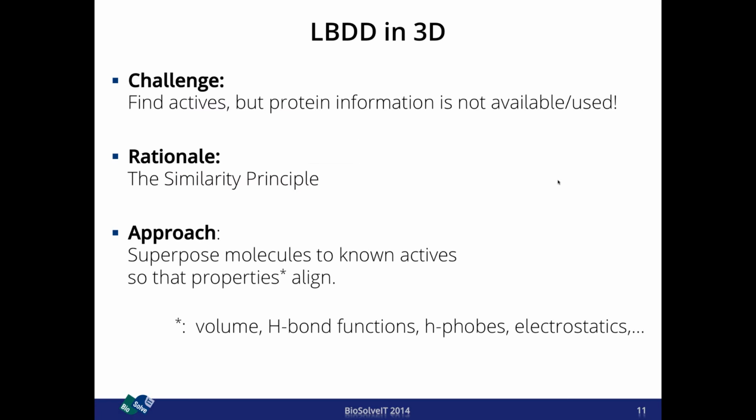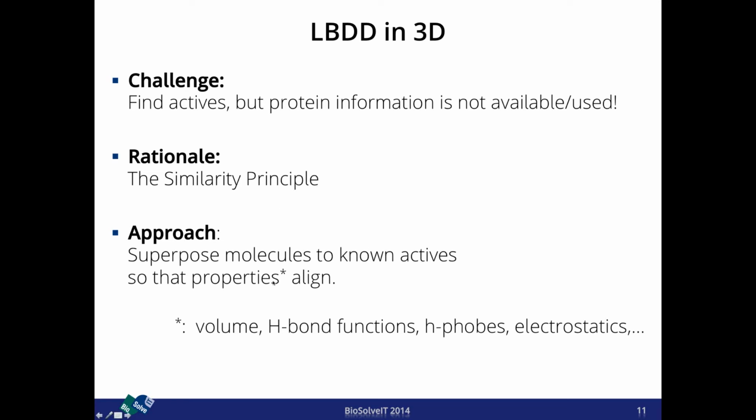So the challenge for ligand-based drug design in 3D is usually that we would like to find active molecules, but often the protein information is simply not there, or for whatever reason it's not used at this specific point. The rationale to fight this challenge is the similarity principle, which means the assumption that 2 molecules which look similar should also behave similarly. And the approach, which I mentioned briefly on the slide before, is that we typically superimpose molecules onto known actives, so that the properties align.